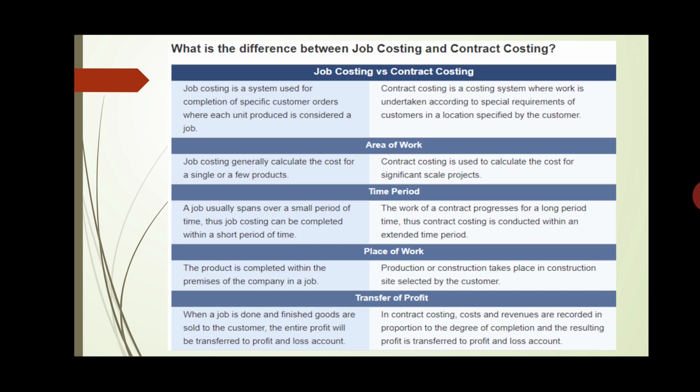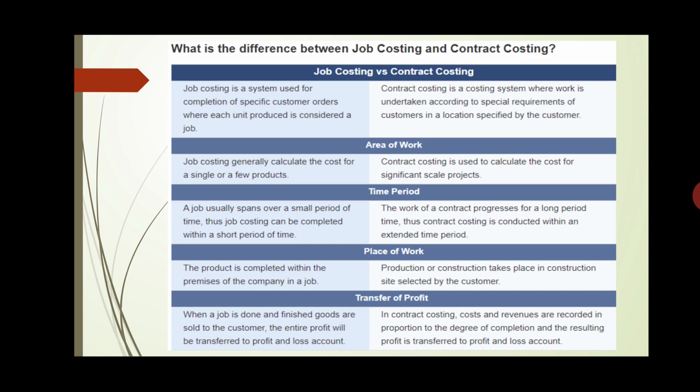The next basis you can take is the place of work. Place of work means job costing is within the premises of the company or factory, whereas contract costing is much more applicable where production or construction has to take place at a construction site as per the specific customer needs.